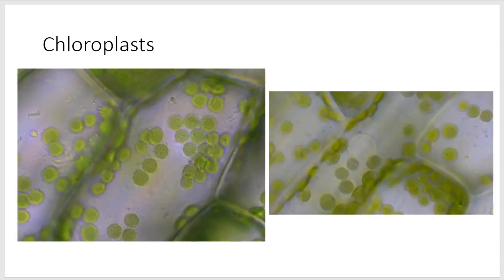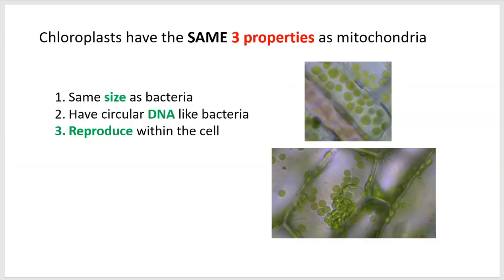chloroplasts. As it turns out, then, chloroplasts also possess some characteristics that are clues to their origin. Where did chloroplasts come from? Well, consider these clues. They're the very same clues that we saw with mitochondria. Chloroplasts are roughly the same size as bacteria. They have circular DNA like bacteria, and they reproduce within the cell like bacteria.